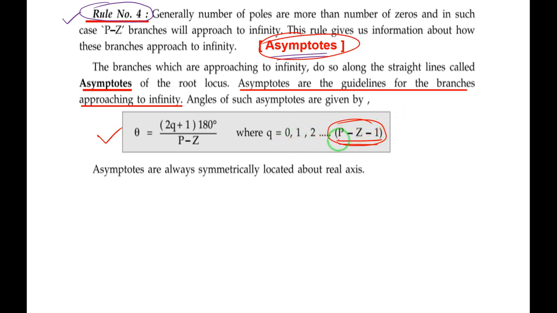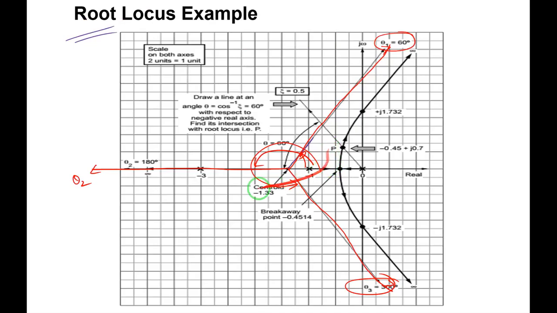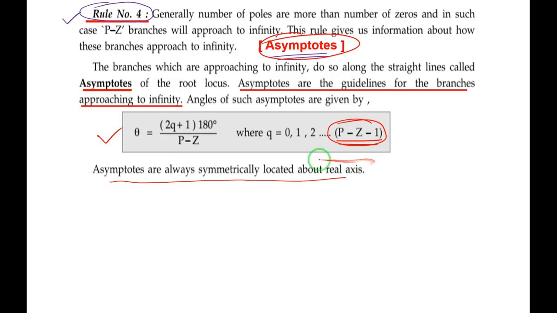P is the number of open loop poles, Z is the number of open loop zeros. So asymptotes are always symmetrically located about the real axis. You can see here, just now I showed. If I take the real axis, it is symmetrical up and down. So how to calculate the angle of asymptotes.